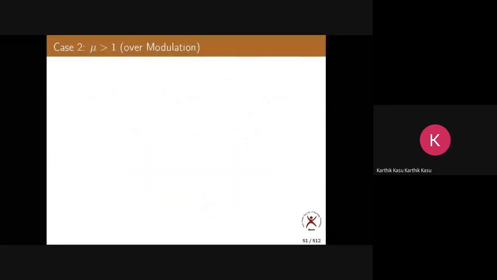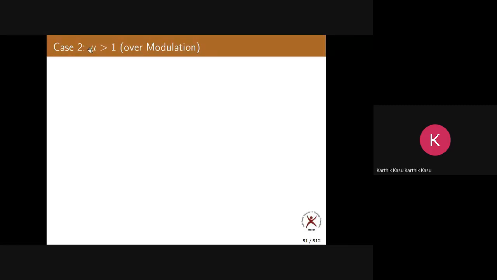Now, in the last class, we have seen case 1 where mu, what is mu? Modulation index is less than 1. We have taken mu equal to 0.5. Yes or not? So we have seen case 1 where mu equal to 0.5, that is mu is less than 1. Now we go to the next case, case 2, where mu is more than 1. In the same example, I am changing mu to 1.5. It was 0.5. Now I am making it 1.5, which means it is more than 1.